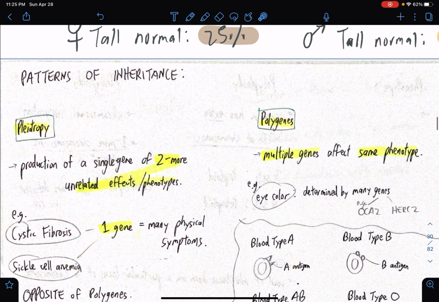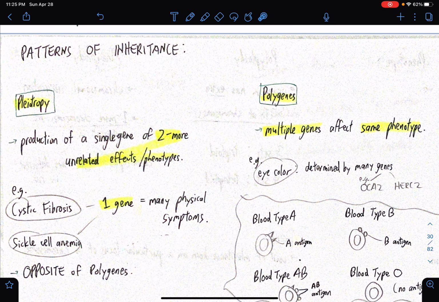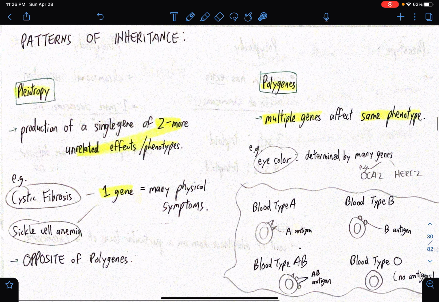So let's start first with pleiotropy. What's pleiotropy? This is basically the production by a single gene of two or more unrelated effects or phenotypes. One hallmark example for pleiotropy is cystic fibrosis, a disease, as well as sickle cell anemia. With just one gene, this could result in many physical symptoms or manifestations. Pleiotropy is recognized to be the opposite of polygenes, which is our second pattern of inheritance.